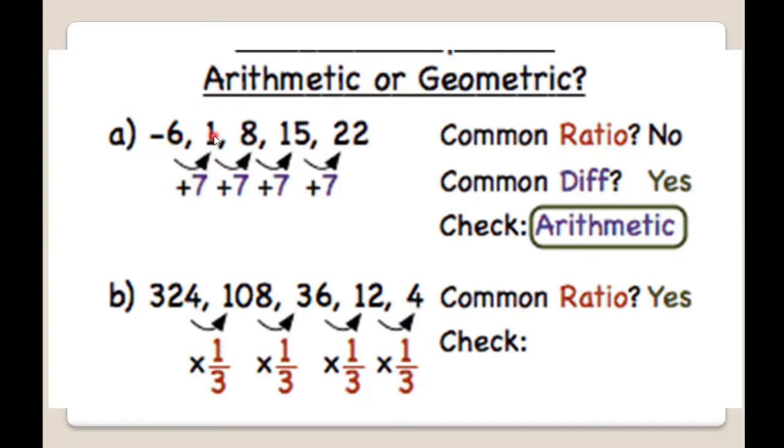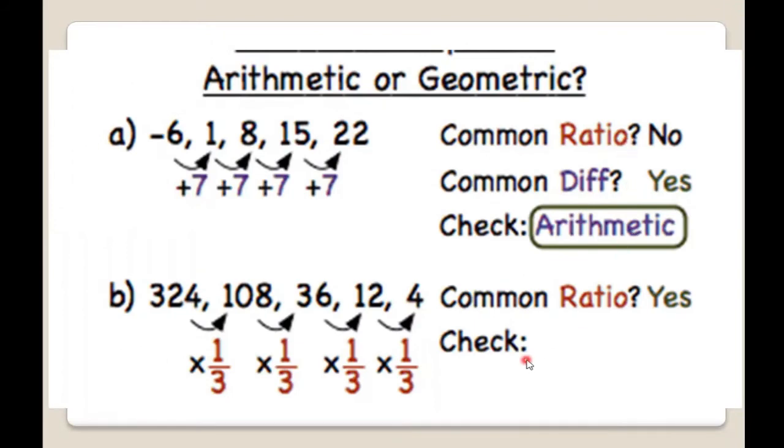-6 plus 7 gives 1. 1 plus 7 gives 8. 8 plus 7 gives 15. That means every time you are adding the same common number. So that is arithmetic. What you have to check in arithmetic? It should be a common difference, not a common ratio.